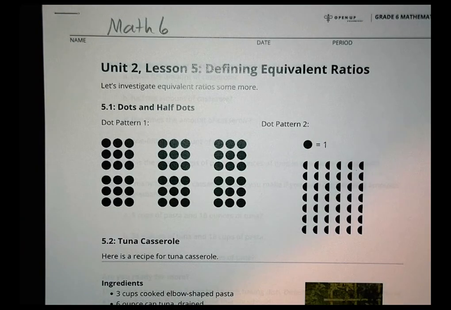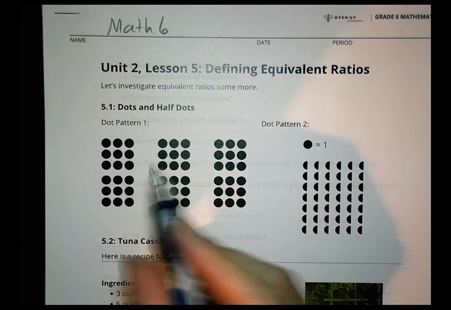Hey, this is Math 6, Unit 2, Lesson 5, defining equivalent ratios. All right, so we have dots and half patterns first of all.